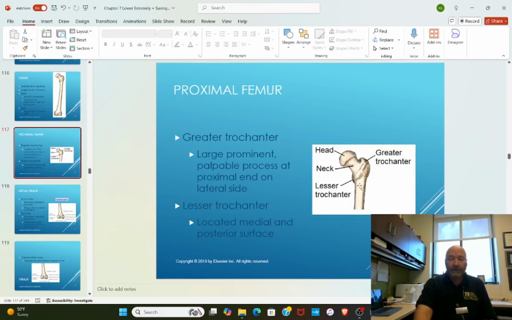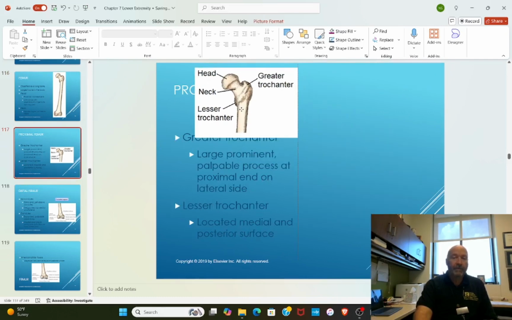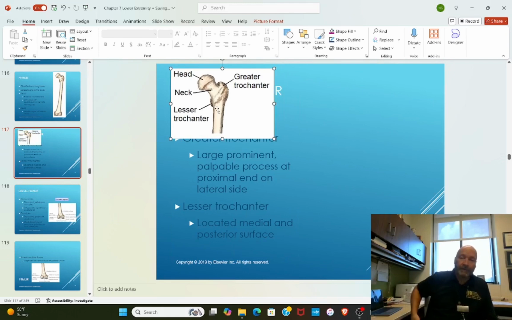Looking at it again, we've got the greater trochanter, and it's very palpable. You can put your hand on your hip and rotate your foot internally and externally, and you can feel that. The lesser trochanter is on the inside, and it is mostly obscured. So when we position, I'll talk about this next week in positioning class as well. What we want to do is get the neck of the femur as parallel to the image receptor as possible.